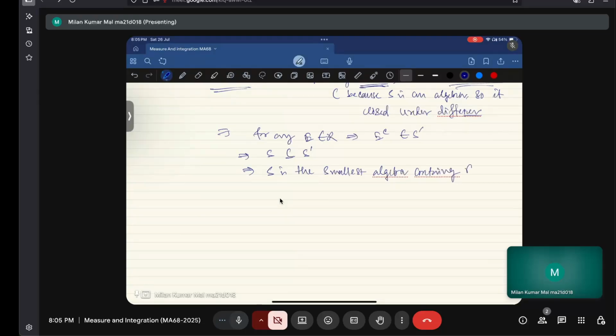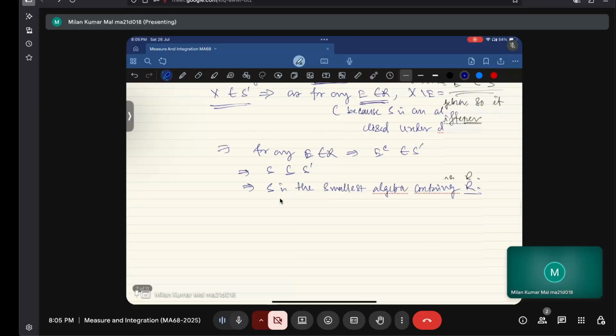An interesting fact here is that if you want to add only one extreme element to make an algebra, that is X. But for that you have to at least add all the complements of the elements in R. Okay, so I hope this is okay.